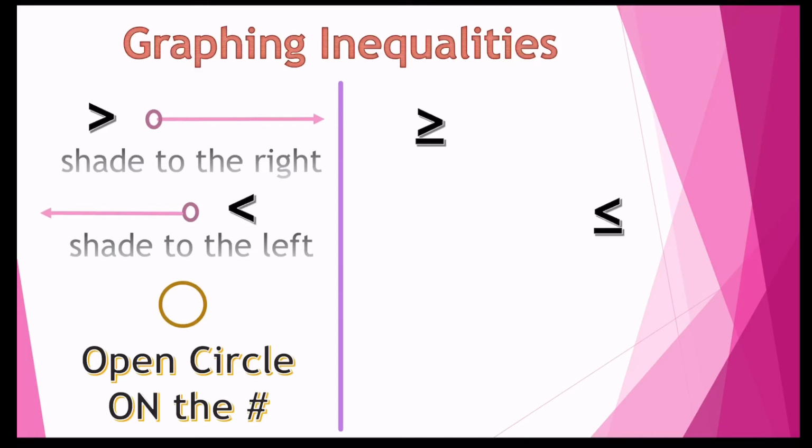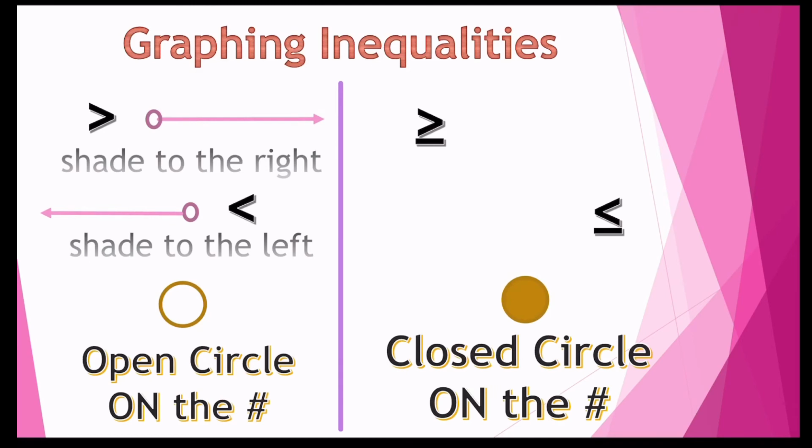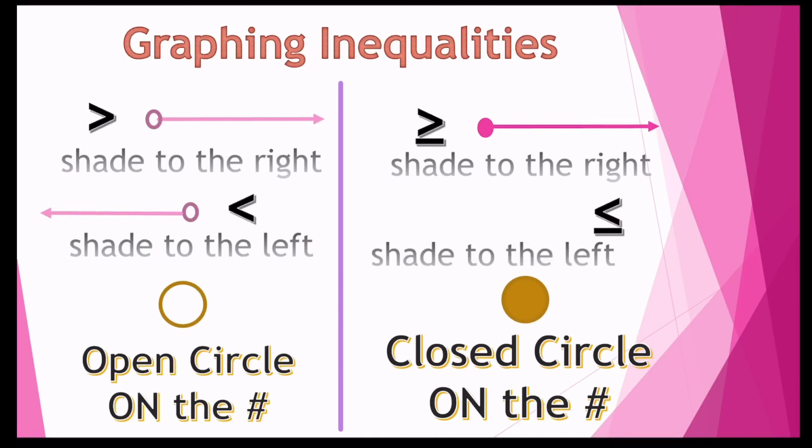Is everyone with me? If you have to, at any point, pause. You want to have these examples in your notes. Now let's come over here. If it has the or equal to, I'm going to do a closed circle on the number in the inequality. Now, if it's a greater than or equal to, I still shade to the right, but this is what it would look like this time. So let's just compare these two. The only difference is since there's a line, there's a closed circle. Then my less than or equal to still shades to the left, but the circle is closed in now.